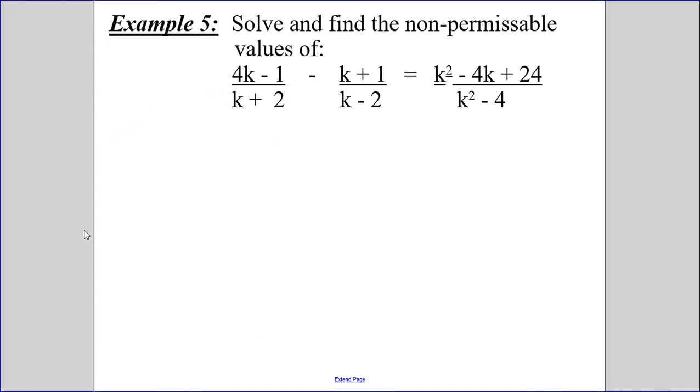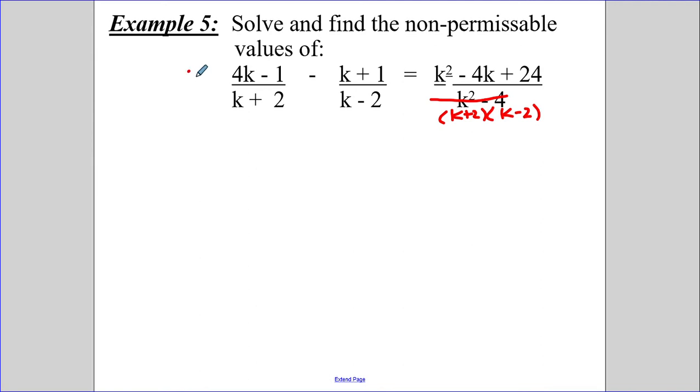So let's take a look and see what else we can do here. The last thing here is k squared minus 4. This is a difference of squares type problem, so that's k plus 2 and k minus 2. So in this case, now I can see, okay, I've got k plus 2, a k minus 2, k plus 2, k minus 2. So I need to get rid of these. So I'm going to do the same thing I did before.